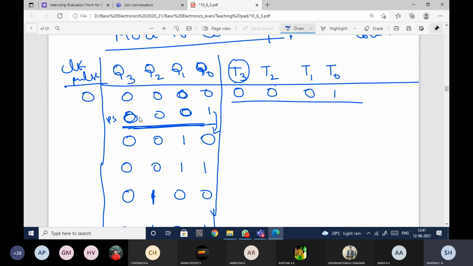Okay, so just check Q3. Is Q3 toggling? Quickly, somebody please keep your mic unmuted. I want answers from you. No, ma'am. So it will be equal to 0. Next, Q2. Is Q2 toggling? No. So what will be the input to T2? 0. What about Q1? Is it toggling?